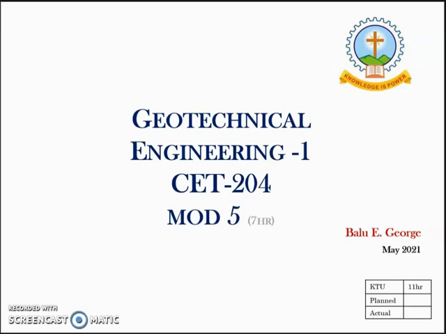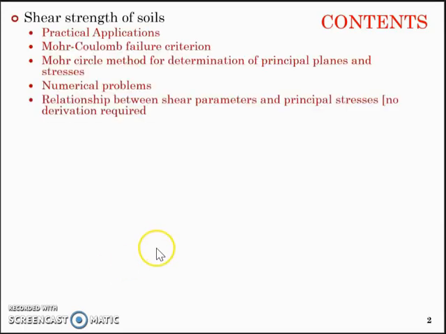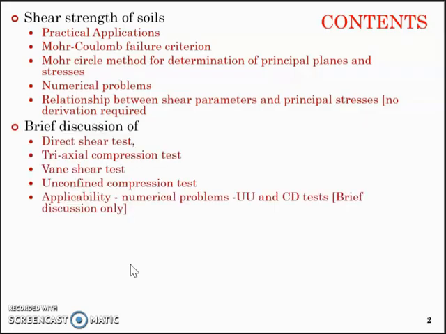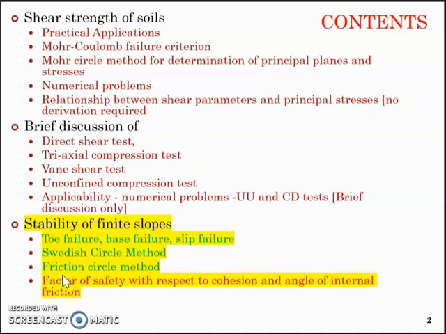Module 5, Geotechnical Engineering 1. The contents are here: shear strength of soil, practical applications, Mohr-Coulomb failure criterion, Mohr Circle method, numerical problems, relationship between shear parameters and principal stresses, a brief discussion of direct shear test in the laboratory, triaxial compression test, vane shear test, unconfined compression test, applicability, and a few numerical problems based on UU-CD tests.